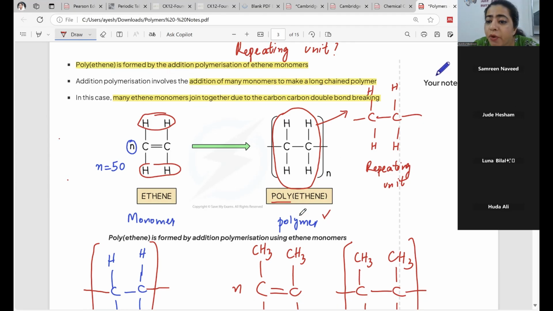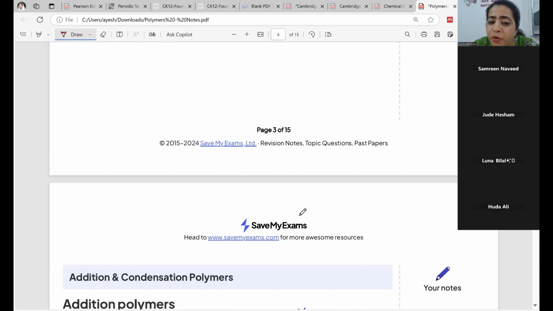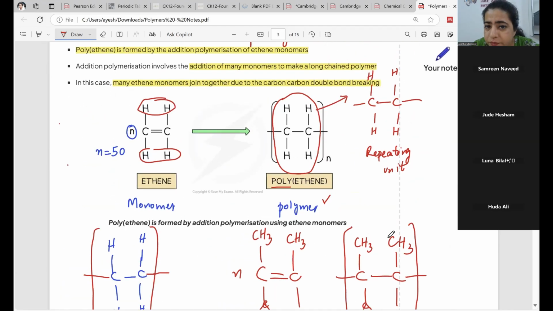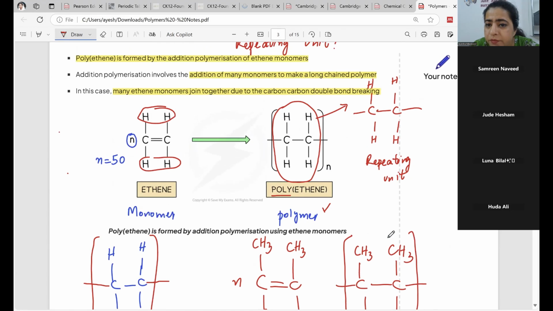So let's move to some more examples to identify the monomer, polymer, repeating unit. So all the summary, everything is given over here. That for addition polymers, yes, Luna. So basically, a repeating unit is a part of a polymer. Yes, it's the main structure, the part in the polymer that is repeating again and again. So it's the part of the polymer.